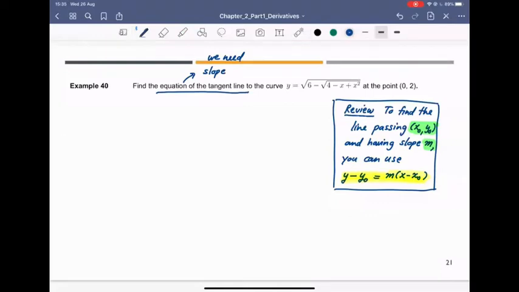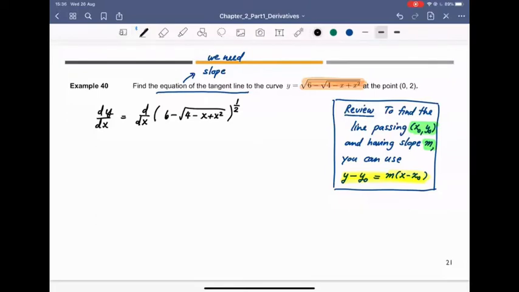If you want the slope, you need to compute the derivative, right? Because the derivative is defined to be the slope of the tangent line. So I am going to compute the derivative of y with respect to x, which means I have to take the derivative of this function. I'm going to say that my function here is 6 minus square root 4 minus x plus x squared, everything raised to the 1/2.